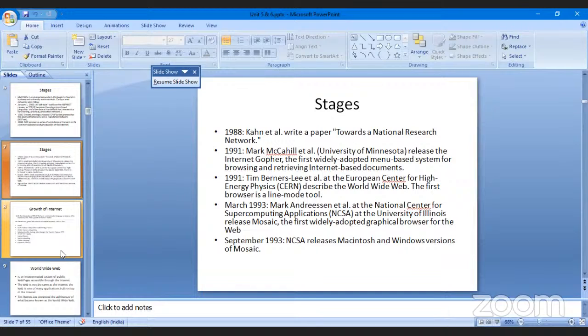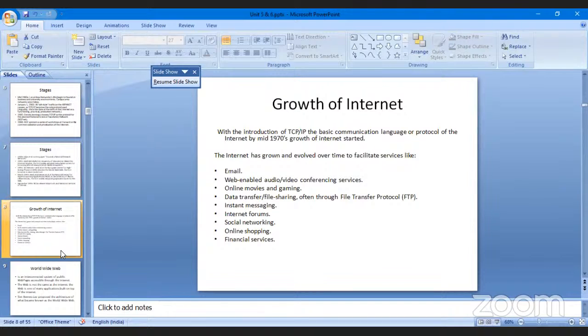In 1993, the National Center for Supercomputing Applications at the University of Illinois releases Mosaic, the first widely adopted graphical browser for the web. And in September 1993, NCSA releases Macintosh and Windows versions of Mosaic. Windows versions and Macintosh versions were released in 1993. Now, the growth of the internet.